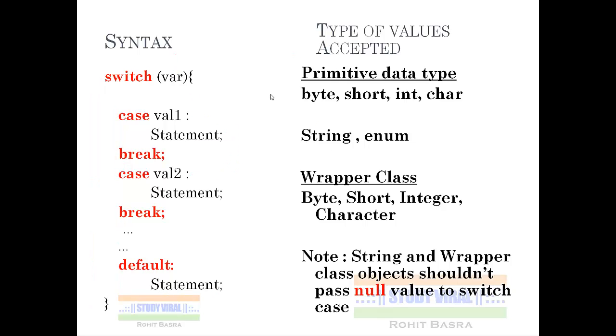On the right side of the screen you can see the types of values which are accepted by switch case. The first one is primitive data type values, like byte, short, int and char. These four data types can be accepted by switch case. Further, string and enum, and from Java 1.7 onward the wrapper class objects can be accepted by switch case, like Byte, Short, Integer, and Character.